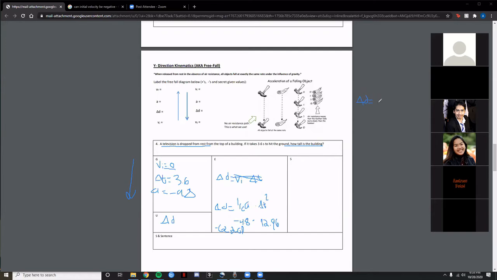D equals V of i times delta t plus 1/2 of a times delta t squared. The 1/2 and a belong together. Oh, okay. So what's 1/2 of negative 9.8? It's 4.9. Oh, 4.8. I'm dumb. Why didn't y'all correct me?